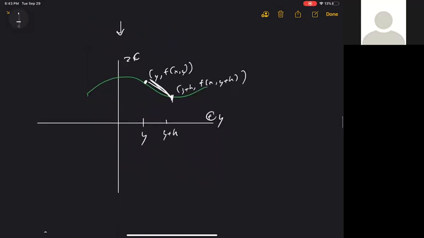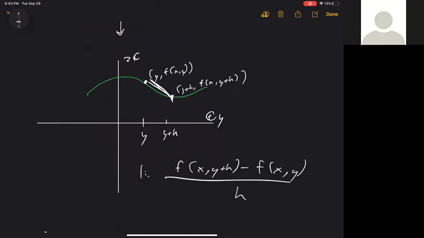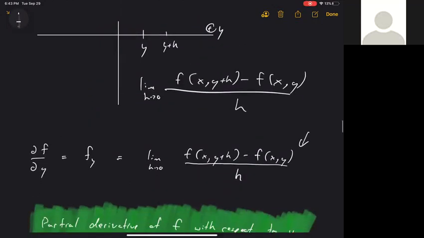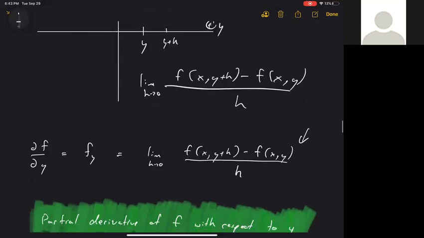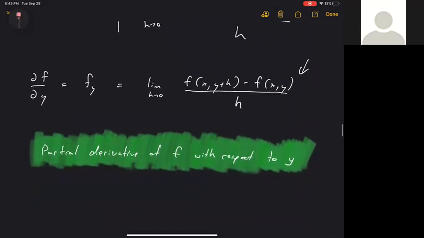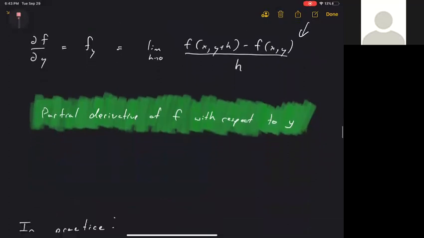It would be f of x, y plus h, minus f of x, y, over h. And I take the limit of those slopes as h goes to 0, okay? And that's going to give me my partial derivative with respect to y, okay? And the notation, again, fairly straightforward. f sub y, same thing as dou f over dou y, or partial of f over partial y. Okay? And that's our partial derivative of f with respect to y.